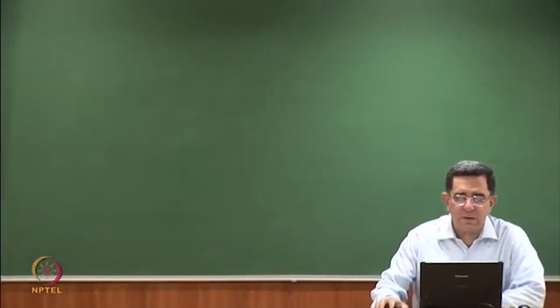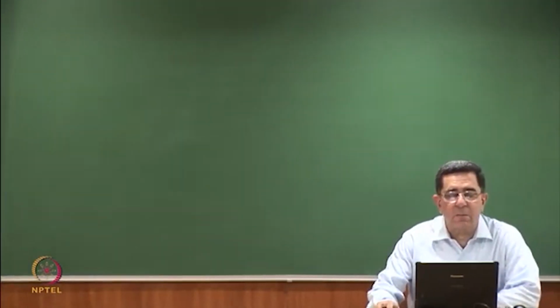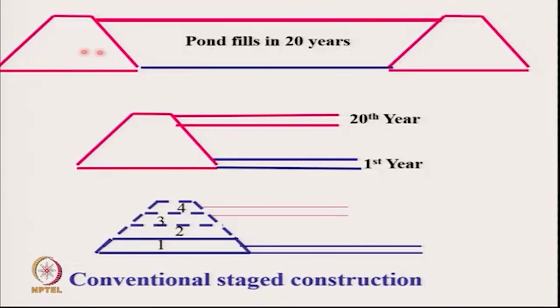if you would recall, we had said that a pond may be filled up in 20 years and we would like to raise it incrementally. If I use the traditional method, suppose I was to raise it once every 5 years, then it would come to the top in 20 years. So this would fill up in 5 years, then this would fill up, then this would fill up, and then this would fill up. This is the conventional way of making a dam.